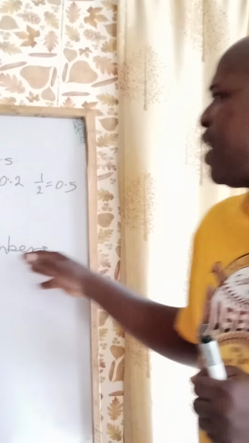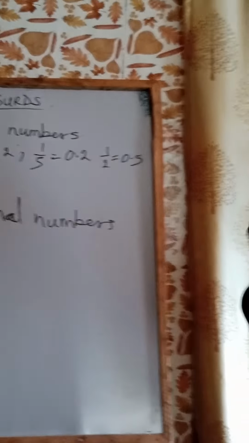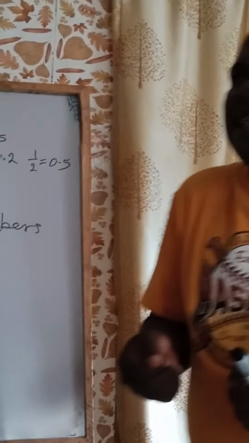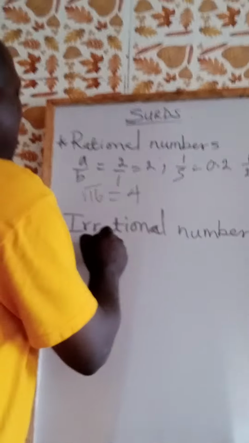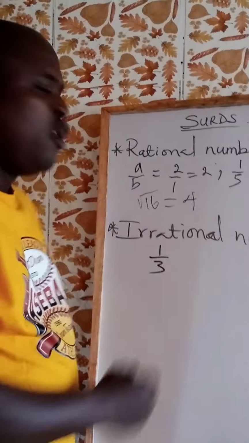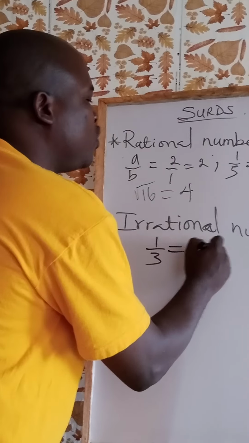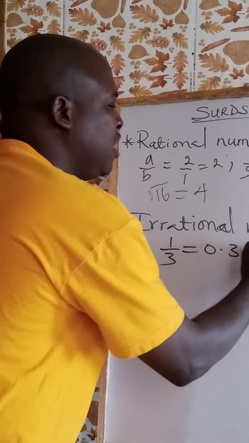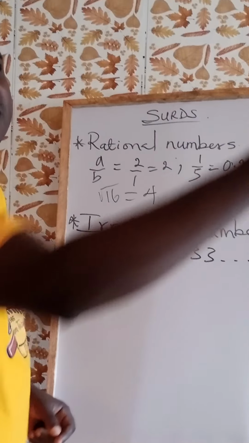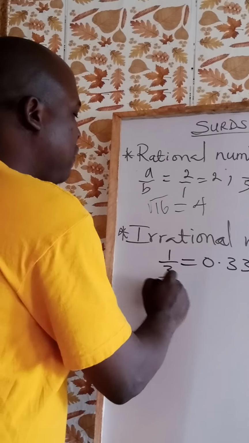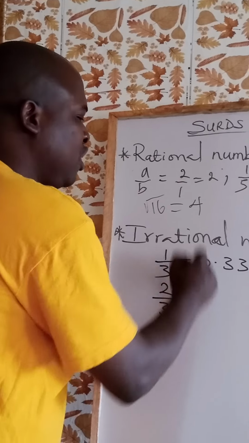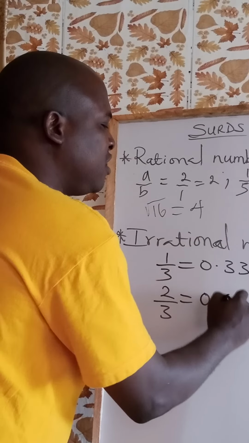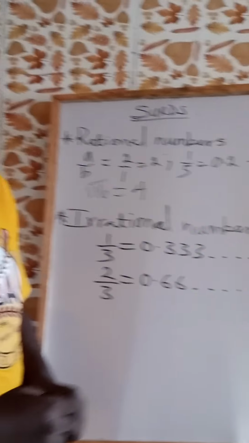But irrational numbers, on the other hand, are those numbers that do not have an ending value. For instance, I may have 1 all over 3. 1 over 3 will continue to give us 0.333 till infinity. It does not have an end. We have 2 all over 3. 2 all over 3 will continue to give us 0.66 till infinity. It does not have an end.